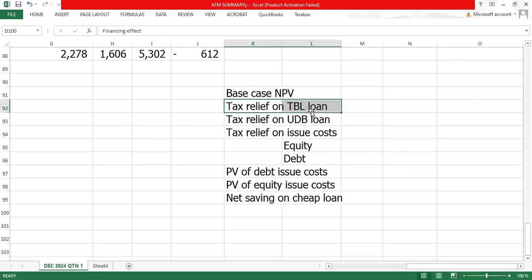You may find that you have only one loan, the loan from one source. You'll find that you don't have even issue costs in some questions, or you have only one issue cost, maybe on debt. You may find that you don't have cheap loan. If they are there, you go ahead and look for that. In this question of December 2024, we had everything. It is really a good number to practice. In this paper, this December 2024, it had everything. So we are going to look at each.